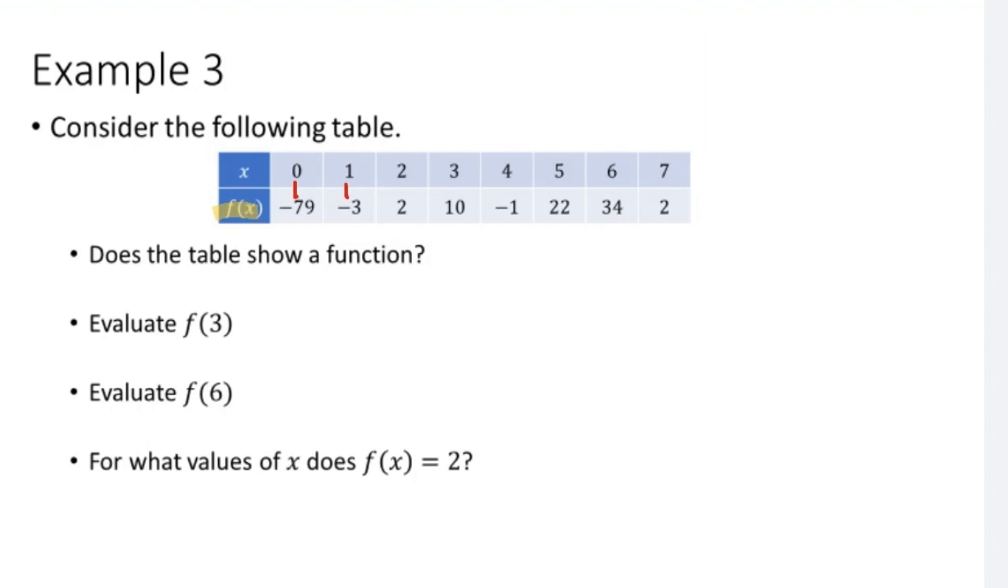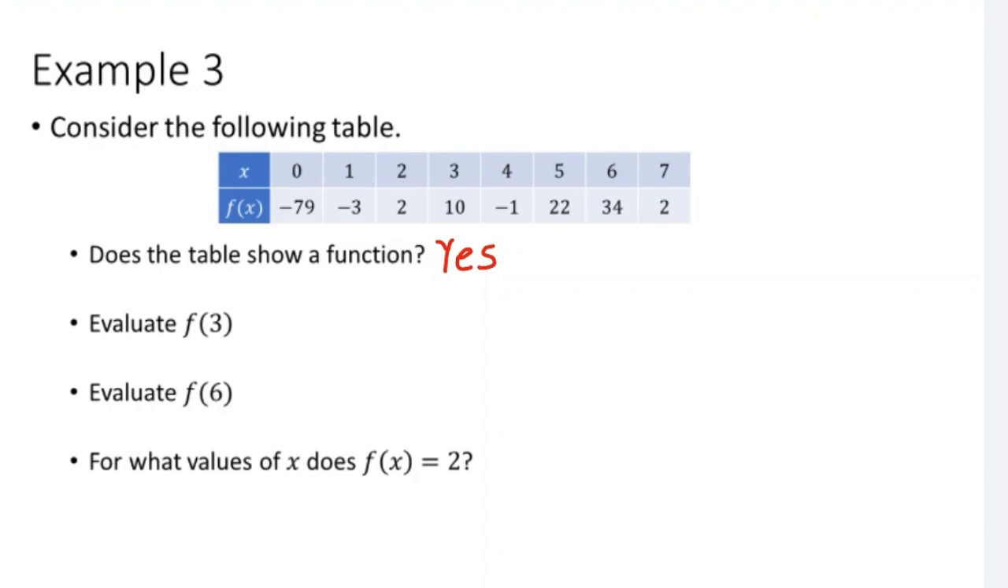1 is only associated to 3, 2 to 2, 3 to 10, 4 to -1, 5 to 2, 6 to 34, and 7 to 2. You can see that for each possible value of x, the input variable, there's only one output variable it is related to. So indeed, this table does show a function.